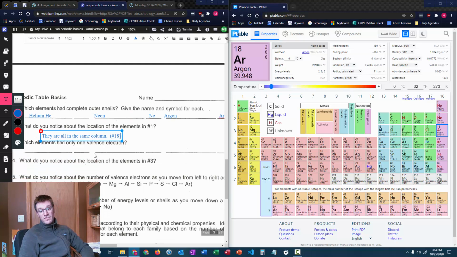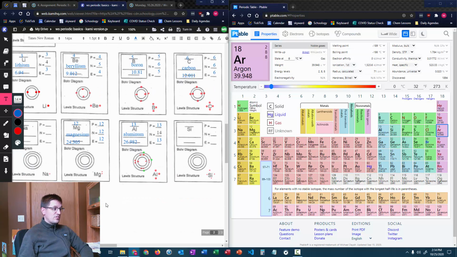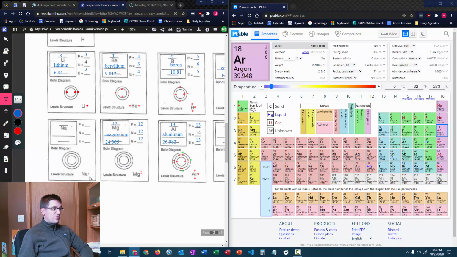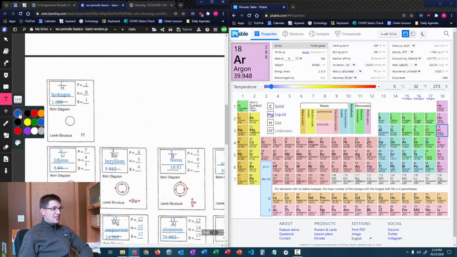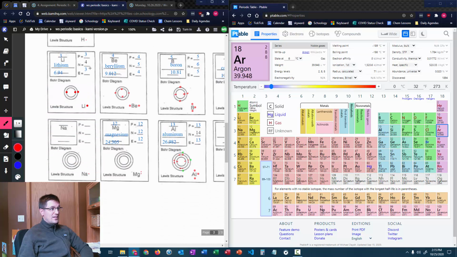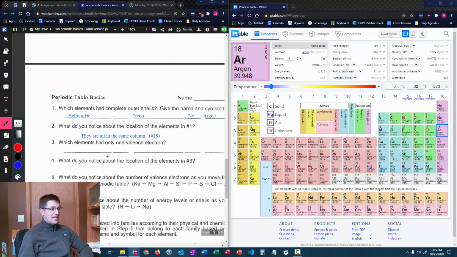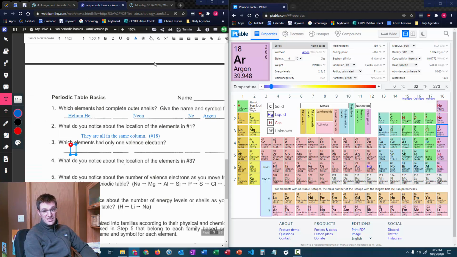Which elements had only one valence electron? Well, you know, Lewis dot structures, those ones have the valence electrons. So if we just look at the Lewis drawings, we just got to find the ones with one dot. So that would be sodium, lithium, and then hydrogen. They all have 1 valence electron. And again, isn't it interesting that they're all in the same column, in this case column 1. Hydrogen, lithium, and sodium.